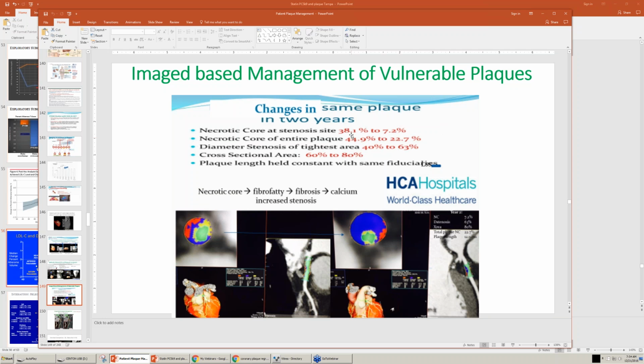So nobody's talking about the necrotic core at the stenosis site, which I think is the most dangerous place. They're talking about total volume, total burden, and total volume of plaque, total volume of necrotic core. So I think we need to zero in on where harm's way is about to be approached and how we can prevent that. And so if you're interested in preventing rupture, that's where you need to act. Necrotic core of the entire plaque, well, look, it dropped by half. That's cool. Diameter stenosis has increased, and the cross-section area has increased.